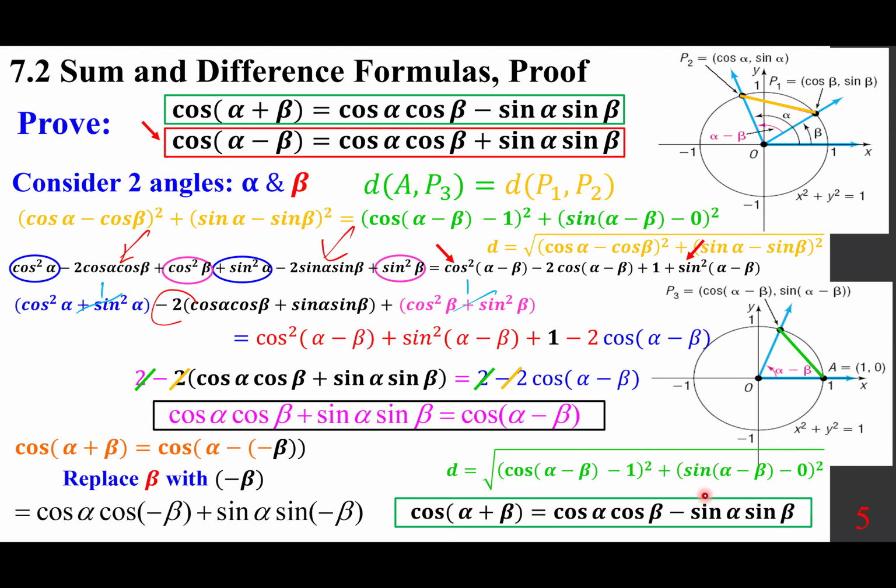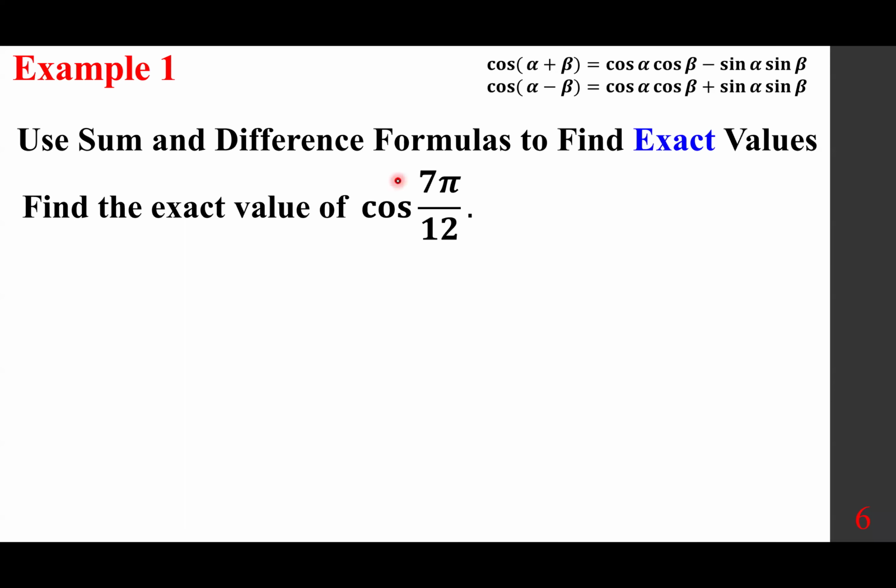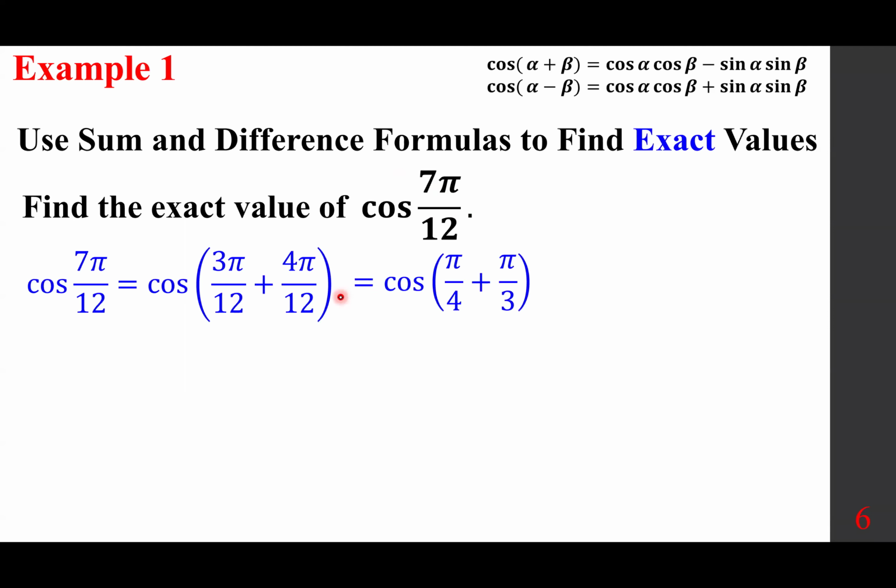All right. Now, use the sum and difference formulas to find the exact value for cosine of 7 pi over 12. The idea is to notice you can cut this into two pieces, both of which are common arcs. 7 pi over 12 is 3 pi over 12 plus 4 pi over 12. This is pi over 4, this is pi over 3. By the way, if for any reason you can't see it, you can change it to degrees. It might be easier to see it that way.